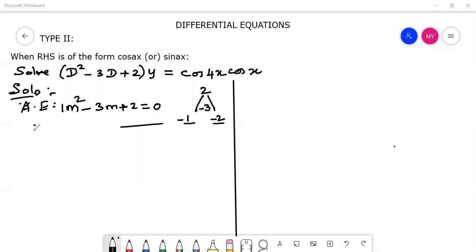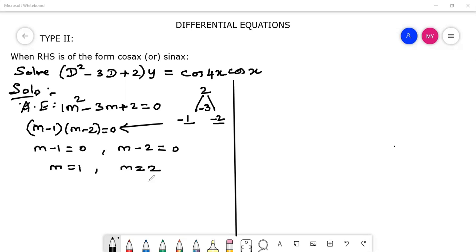So after finding this I write (m minus 1)(m minus 2) equal to 0. Then I solve m minus 1 equal to 0 and m minus 2 equal to 0. So what is the value? m equal to 1 and m equal to 2. See here I have got two unequal roots. What is my complementary function? y equal to A e power x plus B e power 2x.